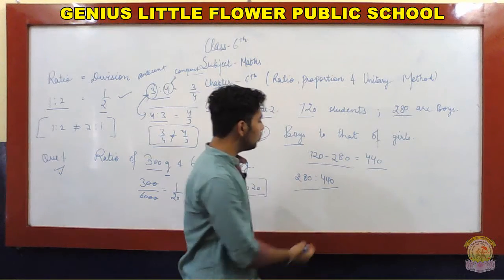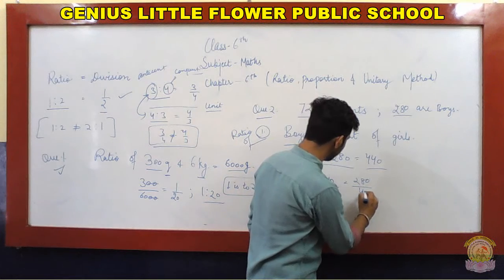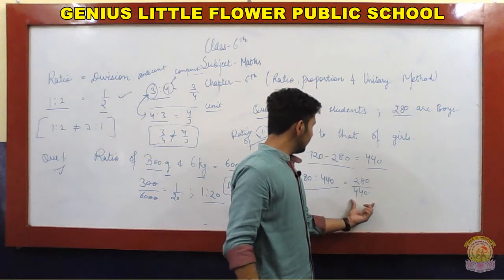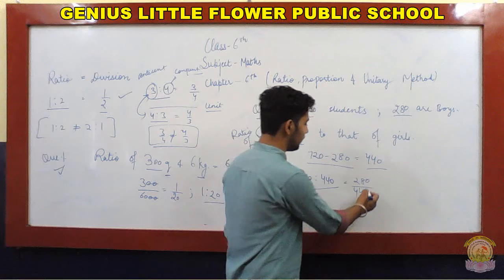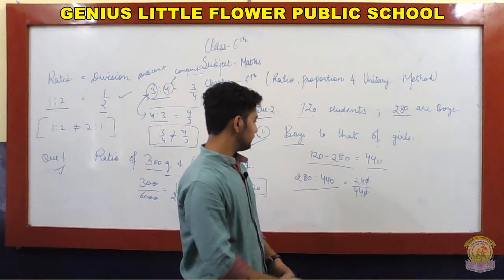And what you are going to do is divide 280 by 440. So by which number will it be divisible? Just divide it by 4. First of all you have to cancel zeros, and after that divide by 4.